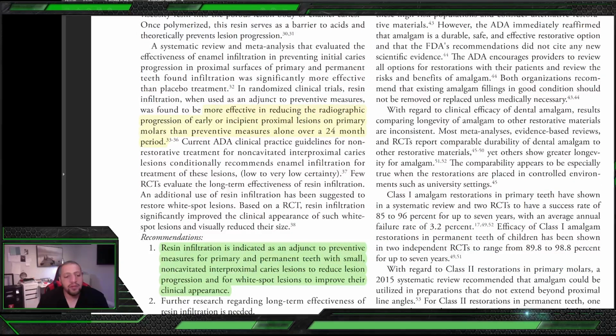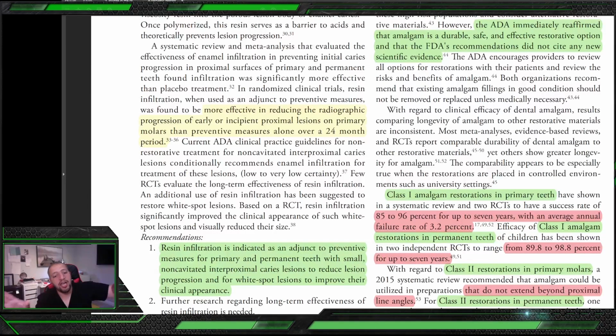And to wrap it up, resin infiltration is indicated as adjunctive to preventive measures, meaning you cannot say, okay, this patient has high caries risk, I would just give him fluoride application and then resin infiltration without reinforcing the toothbrushing and the flossing. No, this will not work. It should be used on top of preventive measures. It's not to be used alone and then saying, okay, it didn't work. No, it should be used again.